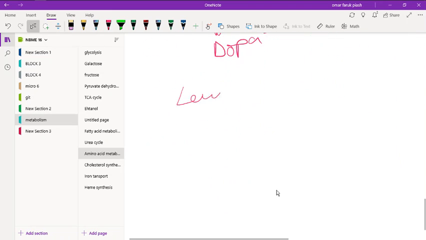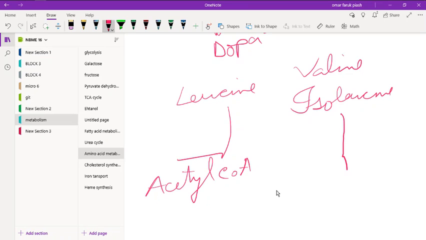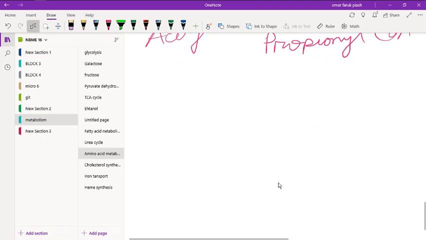You have to remember that leucine, valine, and isoleucine can be converted into acetyl-CoA, and this acetyl-CoA enters into the TCA cycle. Valine and isoleucine can be converted into propionyl-CoA. In this step you need an enzyme called branched chain ketoacid dehydrogenase. If there is deficiency of this enzyme, that will cause a disease called maple syrup urine disease.